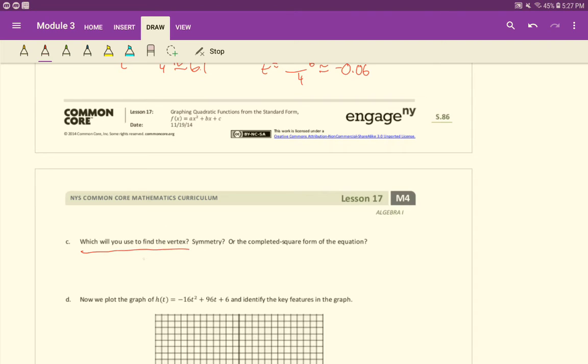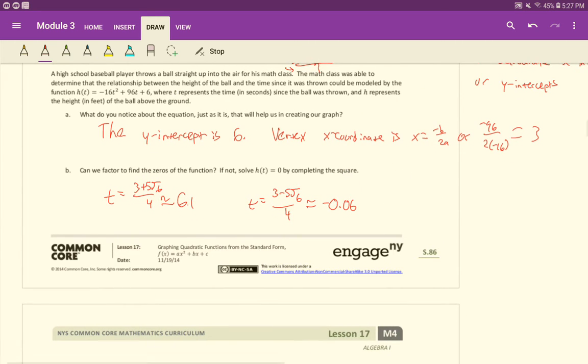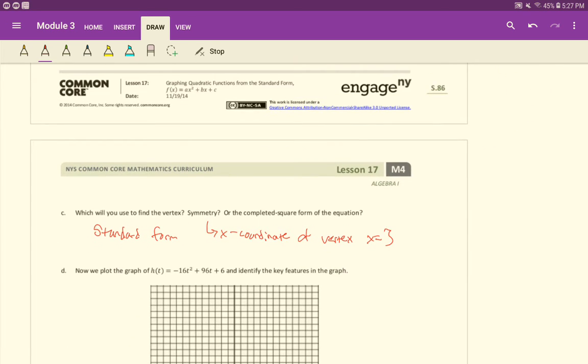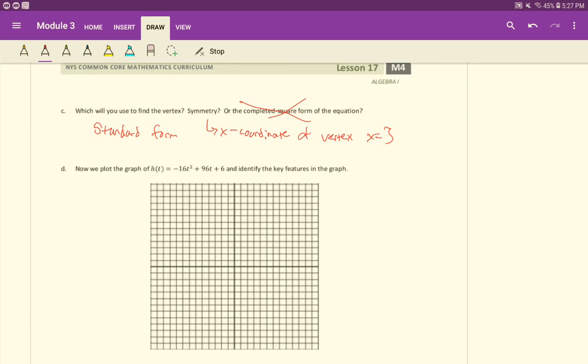Which we'll use to find the vertex. Well, since I didn't complete the square, I'm going to have to use standard form. But if you did complete the square, then you would want to use the completed the square version because that would already be in vertex form. For symmetry, the axis of symmetry, remember, is the x-coordinate of the vertex, which we already know. It's 3, right? We said it was 3 right up there. So again, we're not going to worry about completing the square. All right, so let's go ahead and graph this thing.